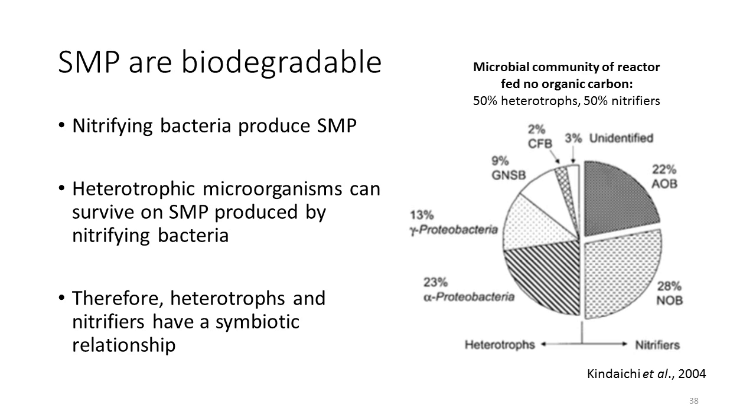So this was showcased very well in a study done in 2004, where they had a reactor and fed it only inorganic carbon. After a few months, they did a microbial community analysis and found that half of the microbes in there were heterotrophs. So the only carbon that they could have been eating was the SMPs produced by the nitrifiers. So heterotrophs and nitrifiers have a symbiotic relationship.